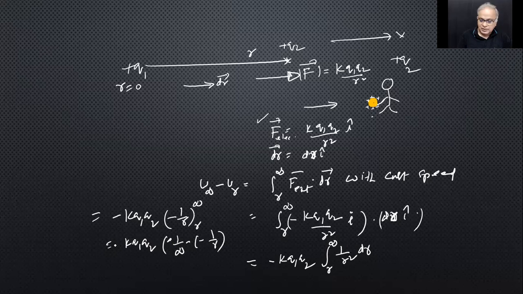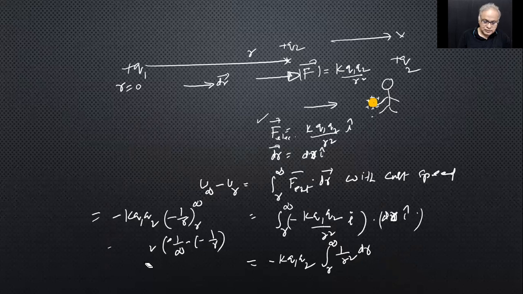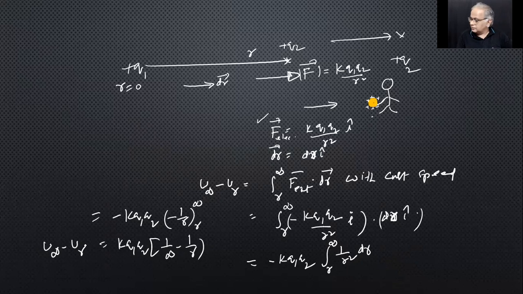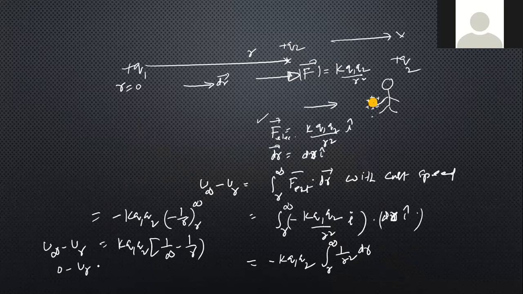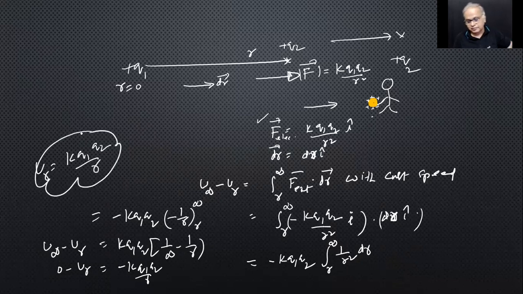Just a minute, let me rub this off. So what will I get? K Q1 Q2 into 1 by infinity minus 1 by R. That is U infinity minus U at R. What do you say? So if I take U infinity as 0, what will I get? U at R. So that's what it is. So mathematically it was very, very consistent there. You tell me.